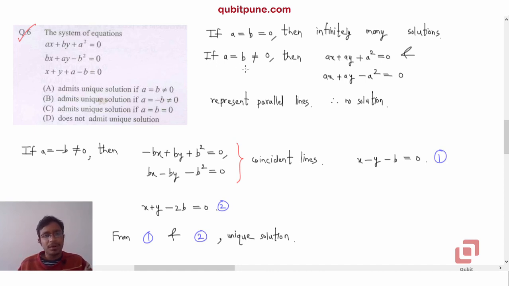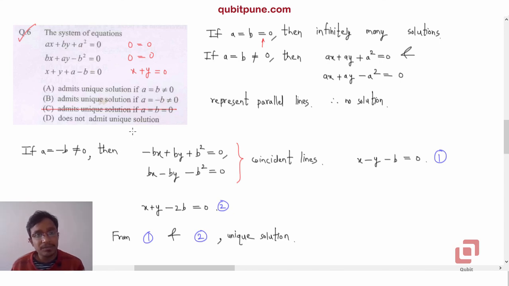Okay, so suppose both a and b are equal to 0. Now if both a and b are equal to 0, then the first equation basically gives me 0 equal to 0, and so does the second one. And in the third one, this is basically x plus y equal to 0. So any point on the line x plus y equal to 0 is going to satisfy all three equations. So if a is equal to b and both are equal to 0, then there are infinitely many solutions. So I can rule out option C.